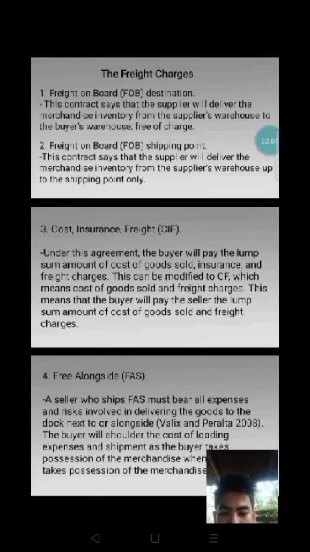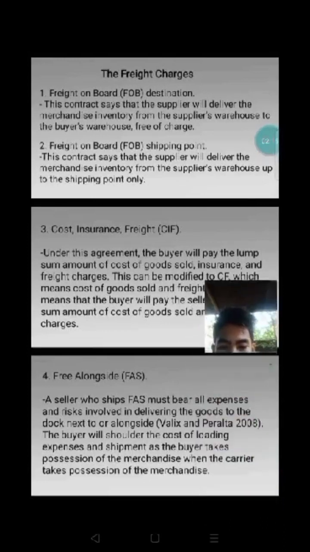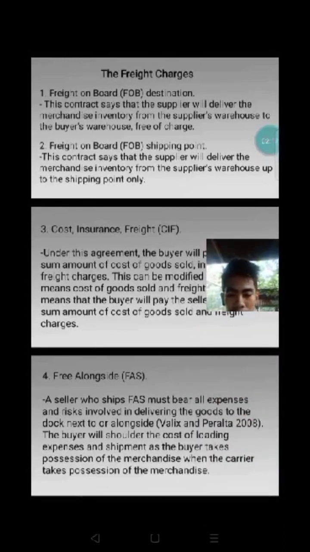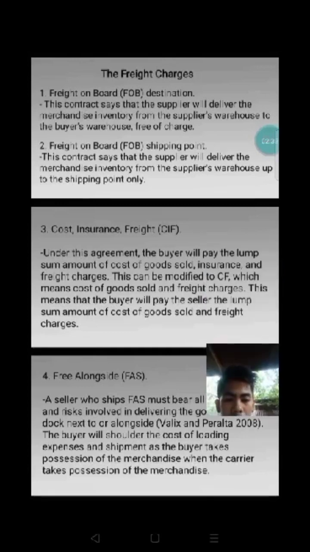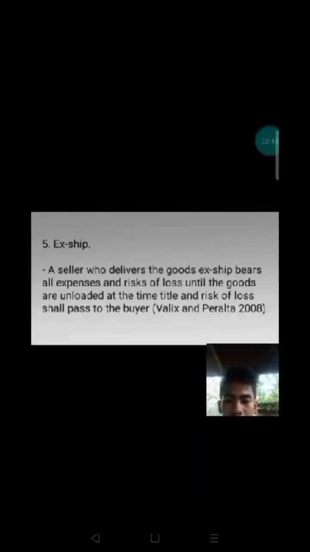Number 4, free alongside. A seller who ships FAS must bear all expenses and risk involved in delivering the goods to the dock next to or alongside. The buyer will shoulder the cost of loading expenses and shipment as the buyer takes possession of the merchandise when the carrier takes possession of the merchandise. Number 5, ex-ship. A seller who delivers the goods ex-ship bears all expenses and risk of loss until the goods are unloaded, at which time title and risk of loss shall pass to the buyer.